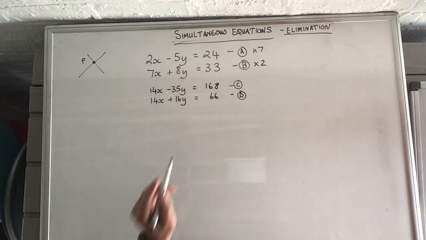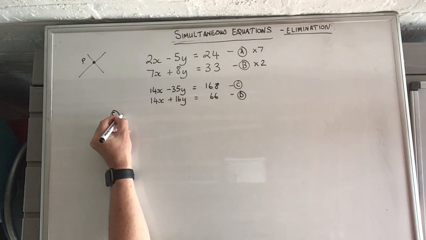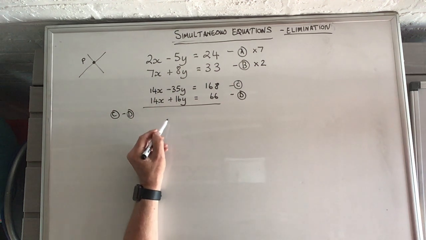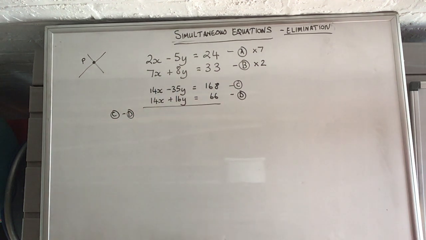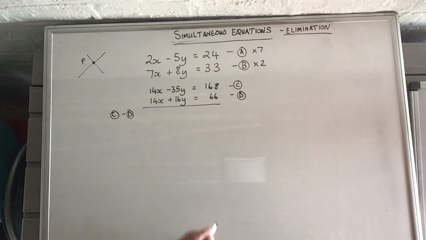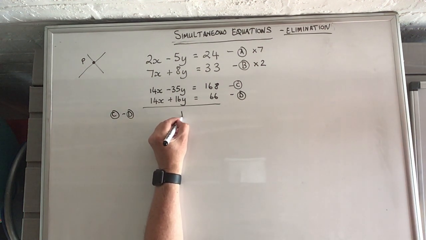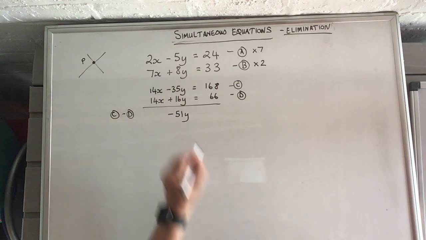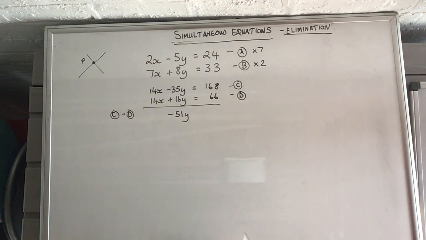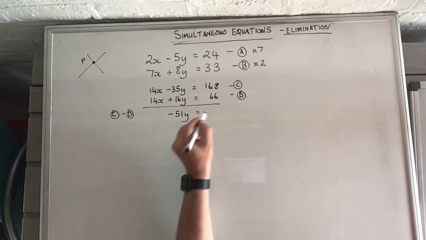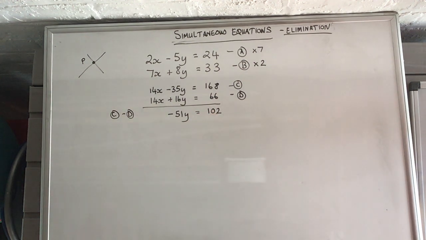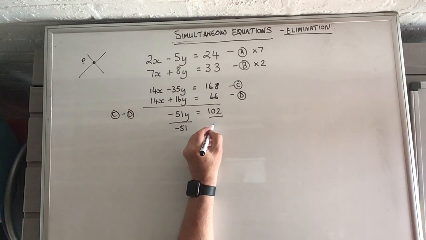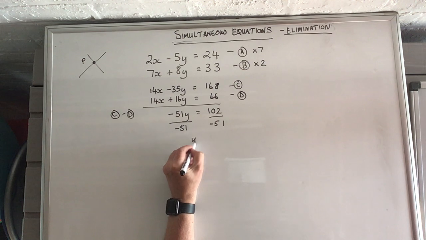Now, that means we're going to take C and subtract D. So if we do that, 14 take away 14, that's 0 obviously, minus 35 minus another 16y, well that's going to give me 11 and 1, 51y, so it's going to be a negative 51y is equal to, and I've got to subtract these, well that'll be 102. And then we just divide through by minus 51. Minus 51 on this side. So y is equal to minus 2.